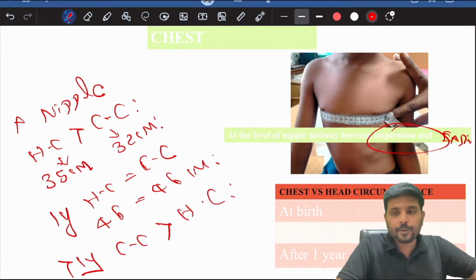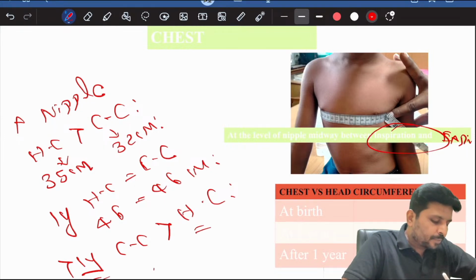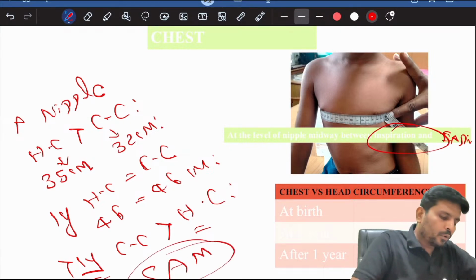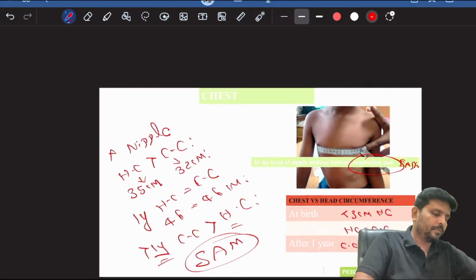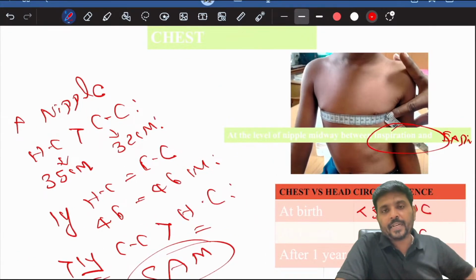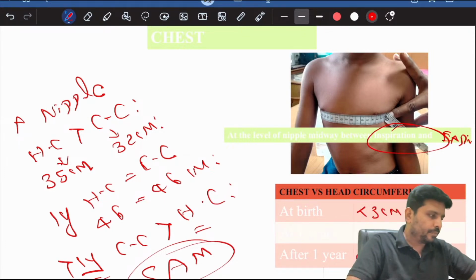This is very, very important. If your chest circumference is less than head circumference after 1 year, it is presumed that the child is having severe acute malnutrition. So at birth, it is less than 3 centimeter compared to your head circumference. At 1 year, head circumference equals chest circumference. After 1 year, your chest circumference will be more than head circumference. But if it doesn't happen, you need to rule out severe acute malnutrition.